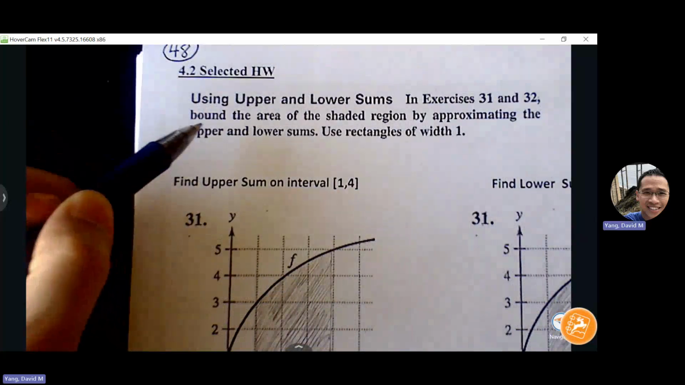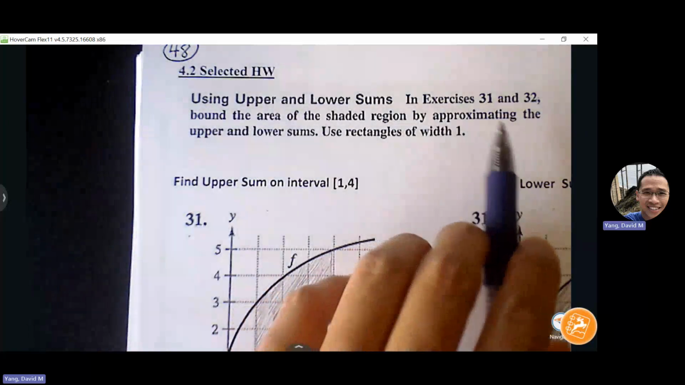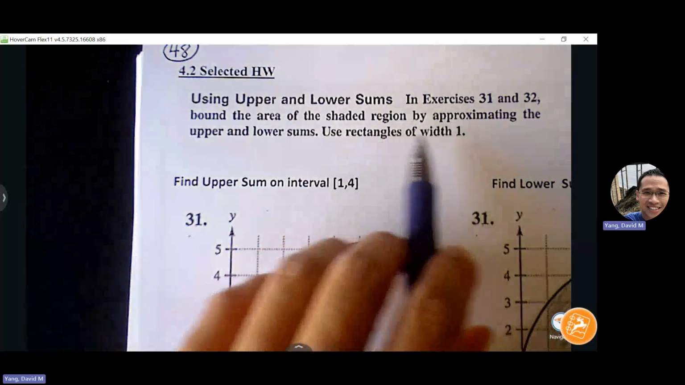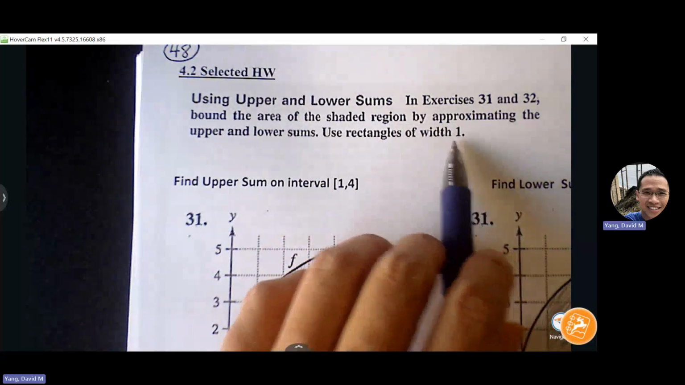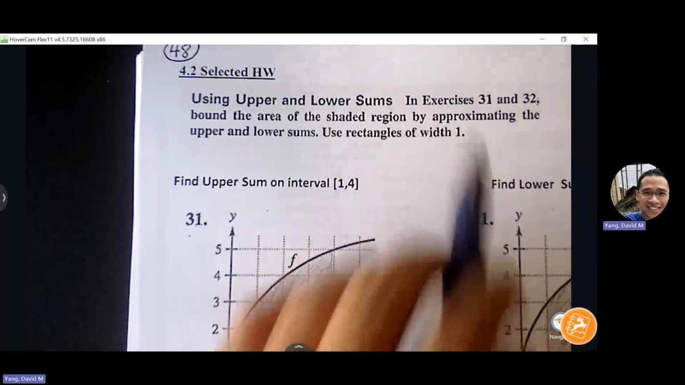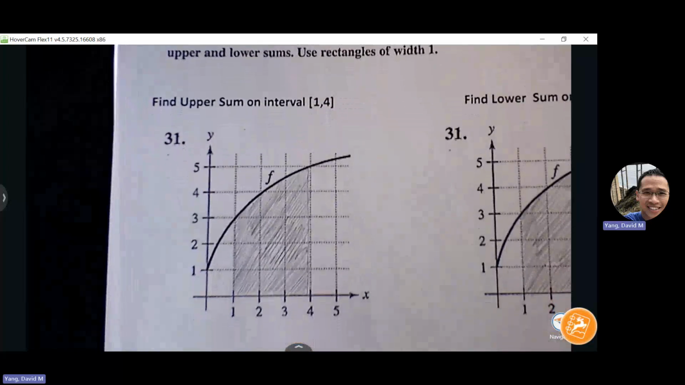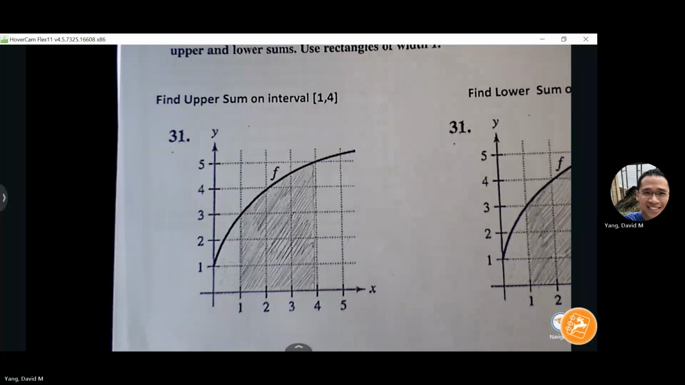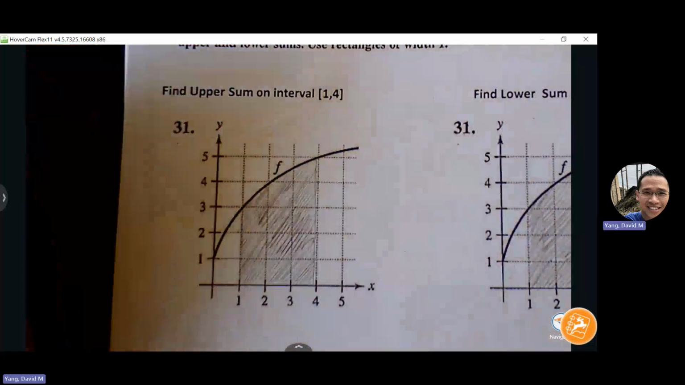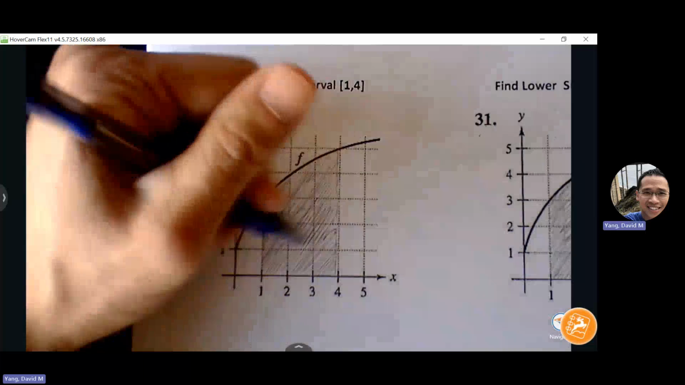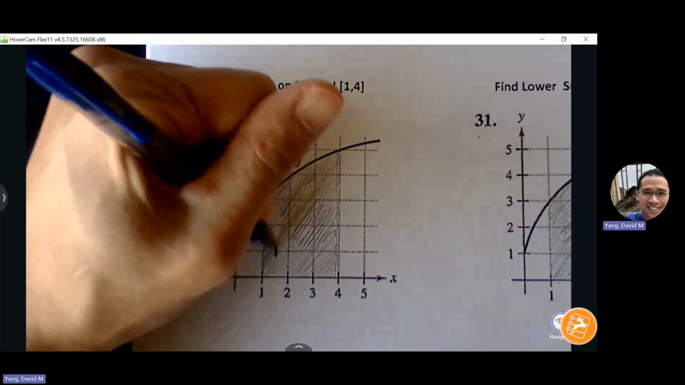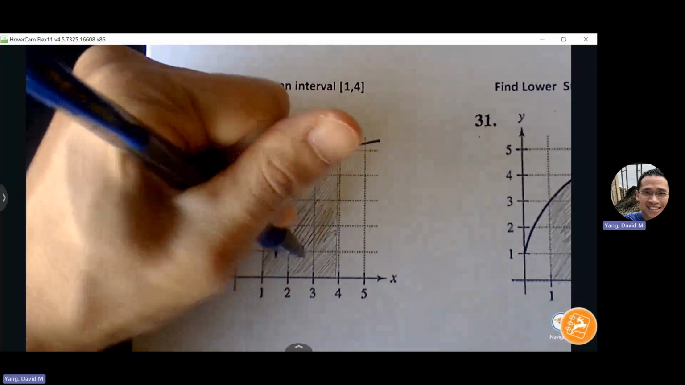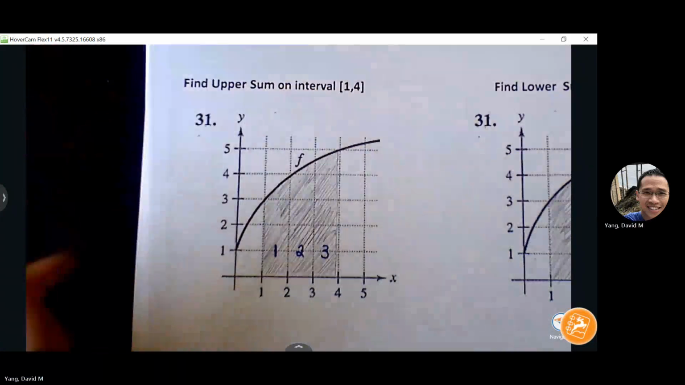Problems 31 and 32: bound the area of the shaded region by approximating the upper and lower sums. Use rectangles of width 1. So they're already telling us some information about this. It says find the upper sum from 1 to 4. Notice that 1 to 4 has already been highlighted. I'm going to say this is region 1, region 2, and region 3.